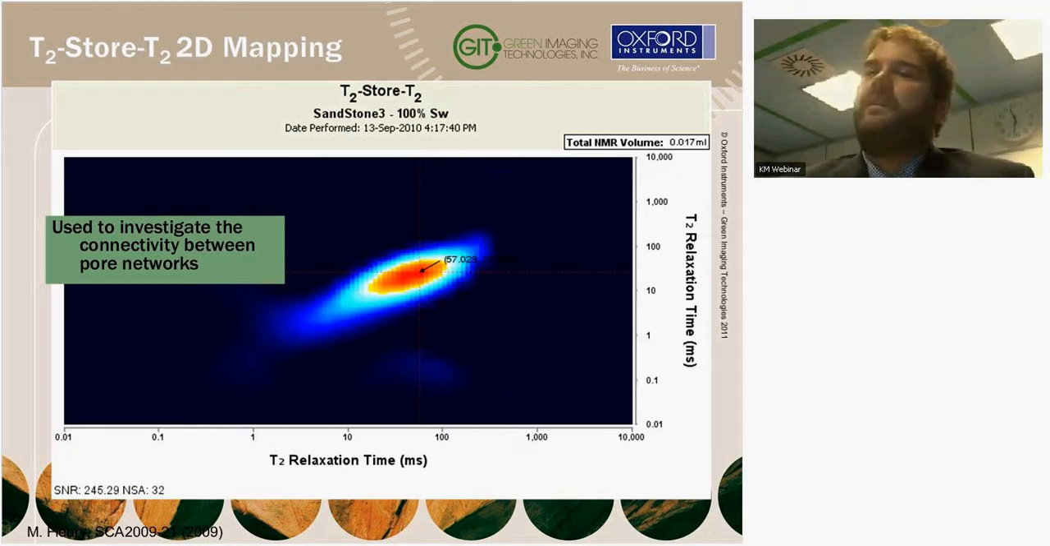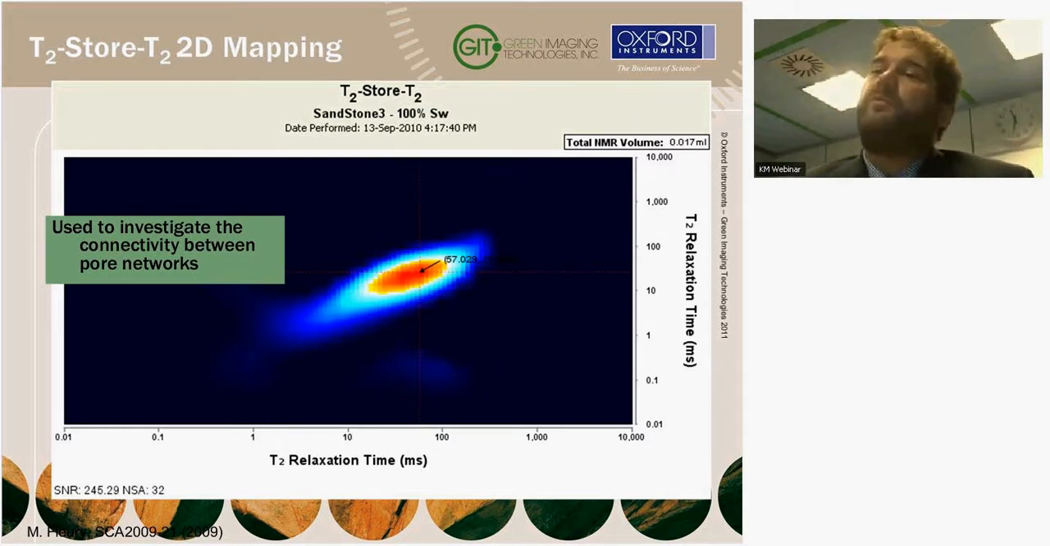In other words, does the fluid that's in the small pore ever see the big pore? That's important, of course, because storage in the small pore can be quite large. It can contribute 33% of the total porosity. But the permeability is going to be dominated by the connectivity in the large pore network. So how well connected the small and large pores are directly relates to the production of the well.